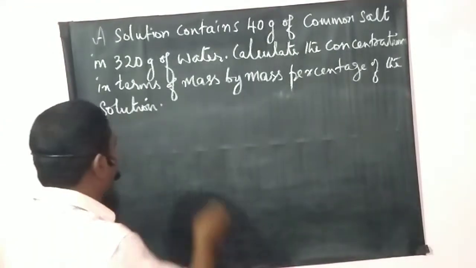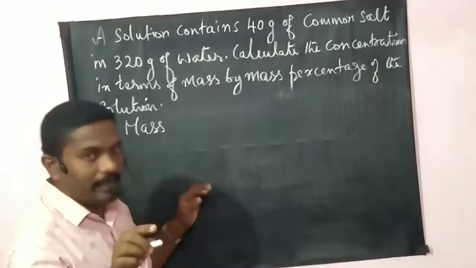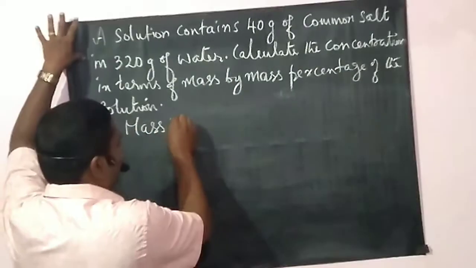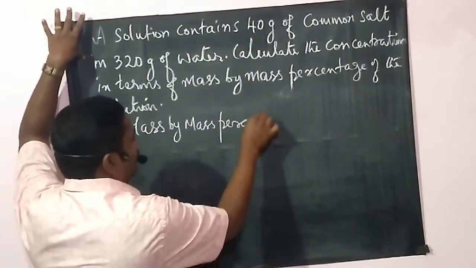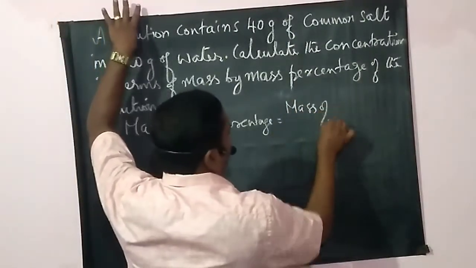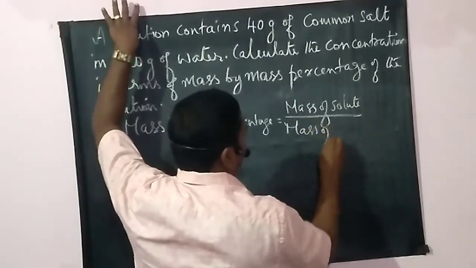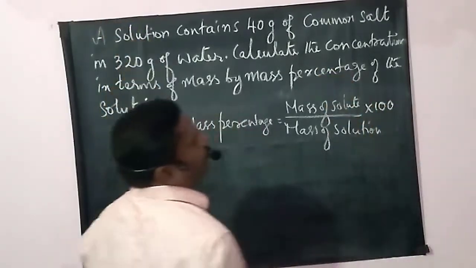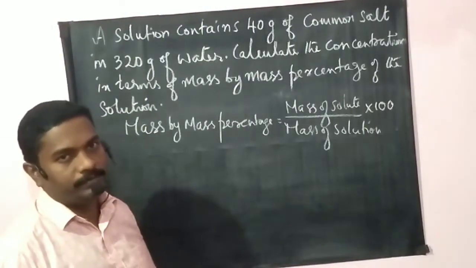As we know, let's first write the equation required to solve this problem. What's the equation? Yeah, mass by mass percentage. Mass by mass percentage is equal to mass of solute by mass of solution into 100. This is the required equation. Now let's find out.